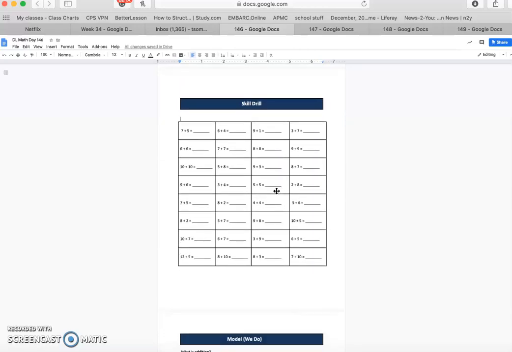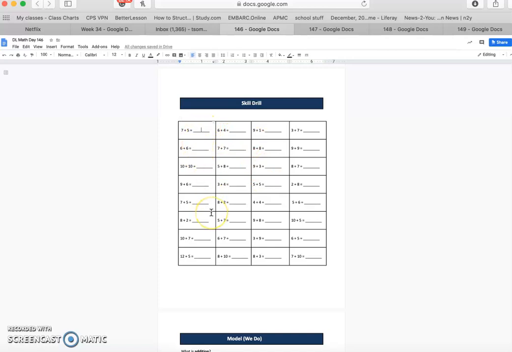All right, so we can keep it moving on to our skill drill. The best thing for you to do in this instance is to simply click and write your answer inside. So if we have 7 and we continue counting 5 more times, we'd have 8, 9, 10, 11, 12. So I put the number 12 in there and then I keep going.